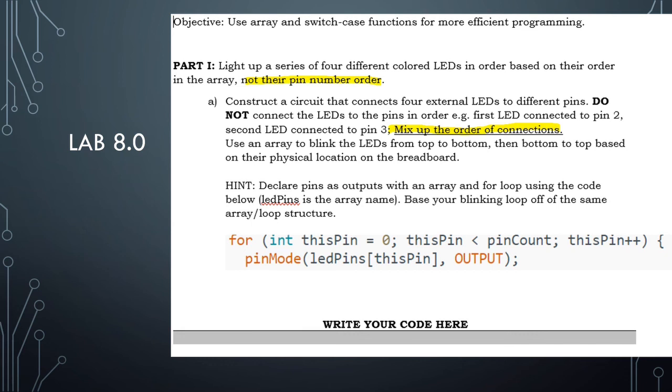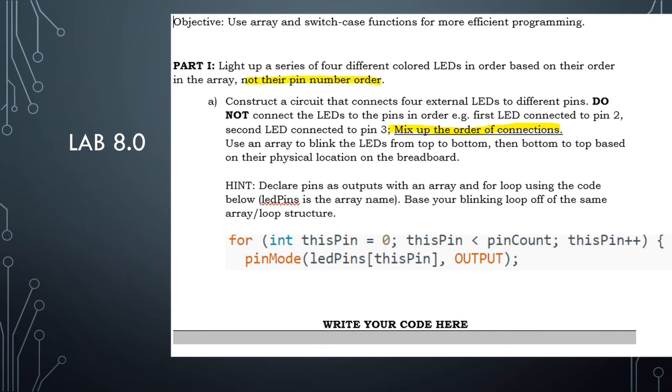to blink these LEDs from the top of the board to the bottom, so from your first LED in order to the last, and then from the last one to the top one based on their physical location, not their pin number, but the physical location on the breadboard. So you want to have 4 LEDs all in a row, and then you're going to light them up going down, and then you're going to light them up going back up, essentially. So you'll just be making them blink, right? So you're going to blink the first one, blink the second one, blink the third, blink the fourth, and then you'll go back the other way, blink the fourth, blink the third, blink the second, blink the first.